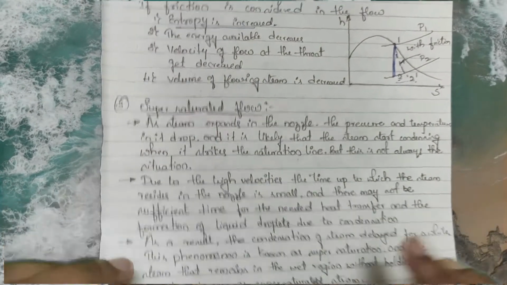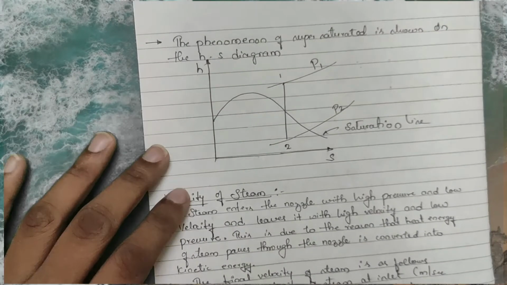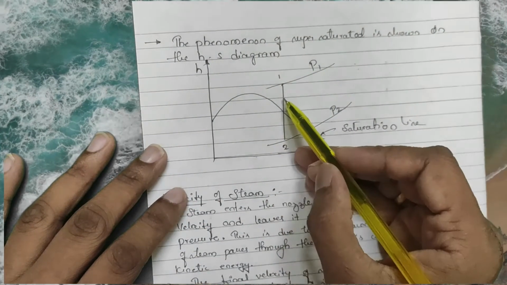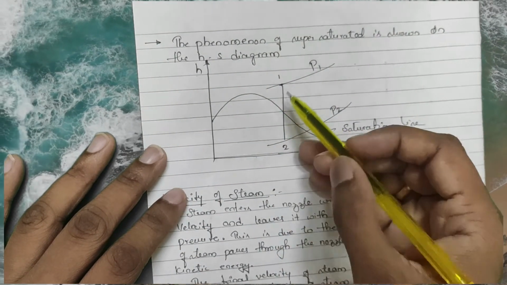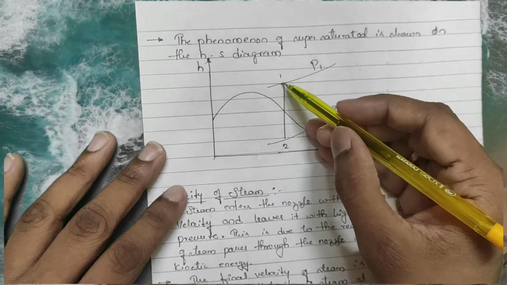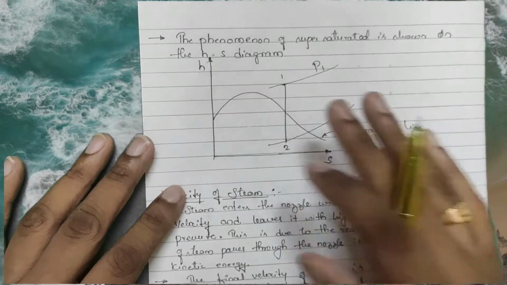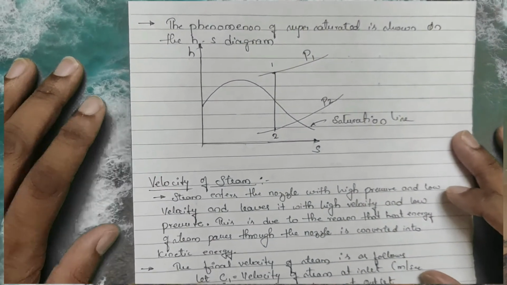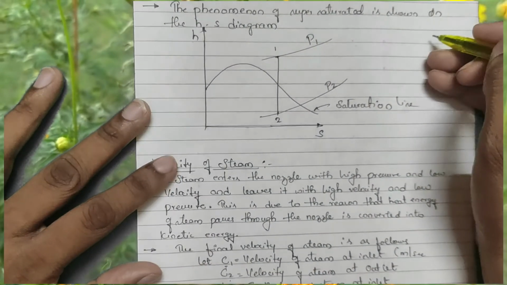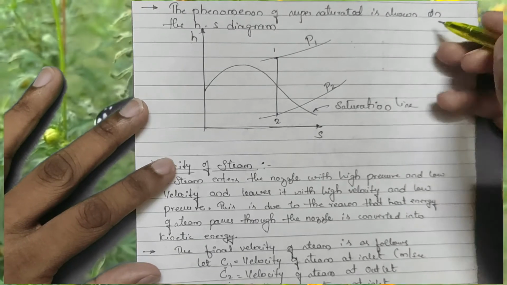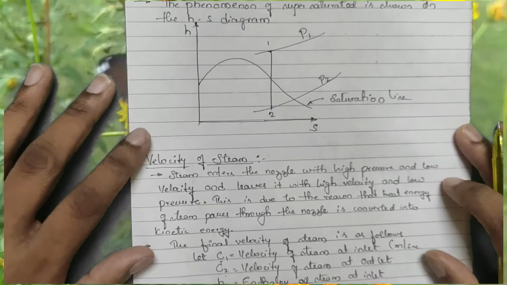Okay, so you can represent this very easily. You can represent it like this. Point 1 is on the supersaturation line, above the saturation line, and point 2 will be within the saturation region. This is how you can represent a supersaturated flow. This is a very important question in exams. Many times they ask to explain supersaturated flow in the nozzle.